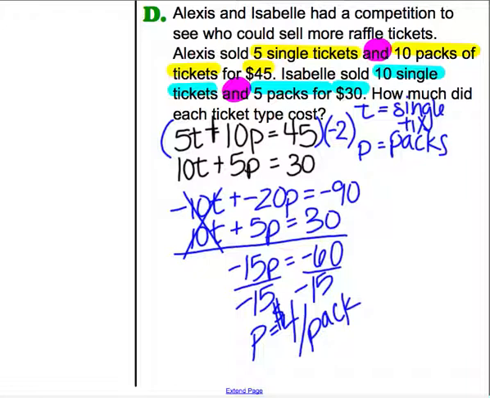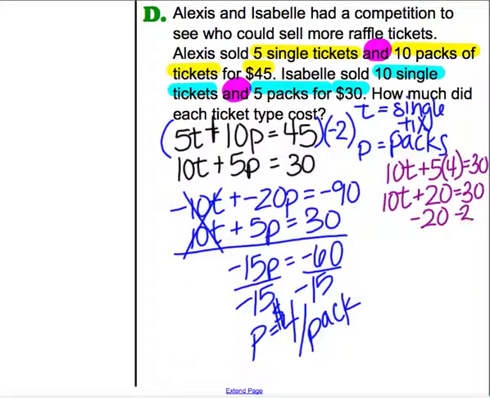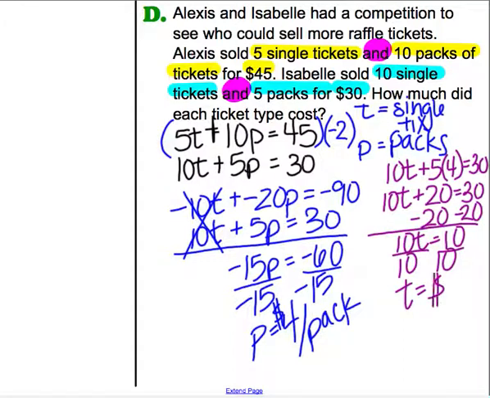And then feed that back into the other equation, whichever one you want to use. I'm going to use the second one. So I've got 10T plus 5 times $4 per pack equals 30. So we have 10T plus 20 equals 30. Subtract 20 to get 10T equals 10. Divide by 10. Each single ticket is $1 per ticket.